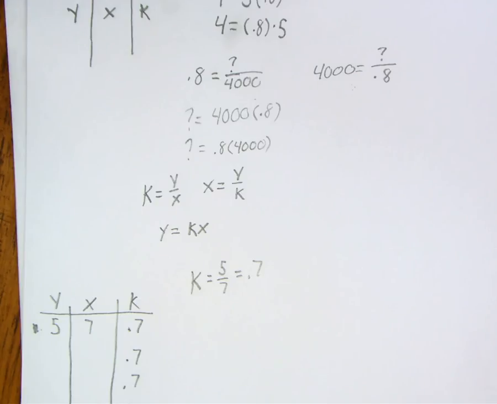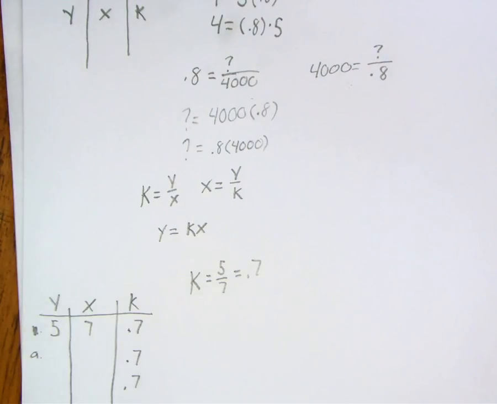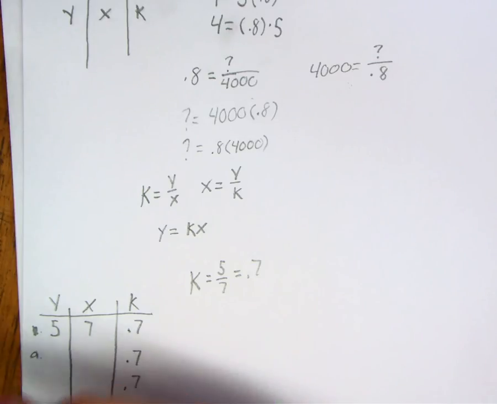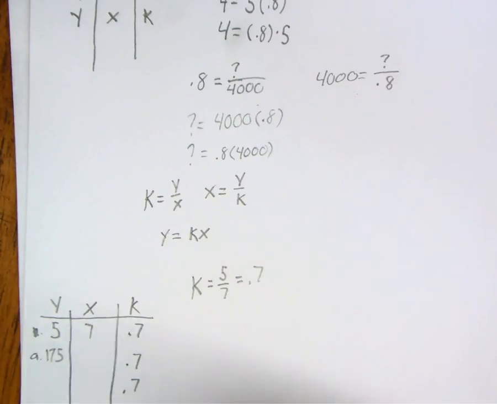Now let's think about A. It says we have 175 playing sports. And remember from our first example, we had 5 who were playing sports. That means our y is going to be our sports players. So 175 is going to go here, and we have to calculate x.